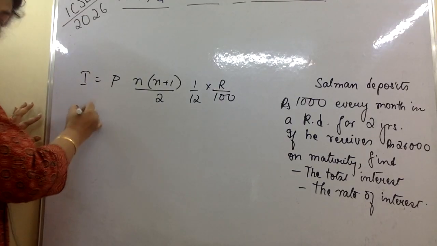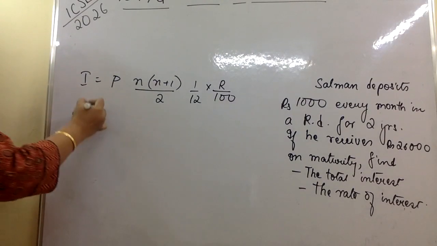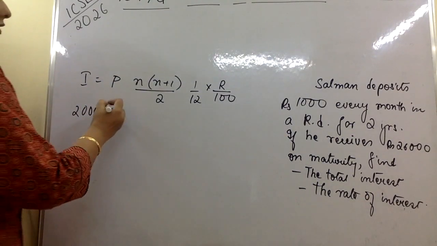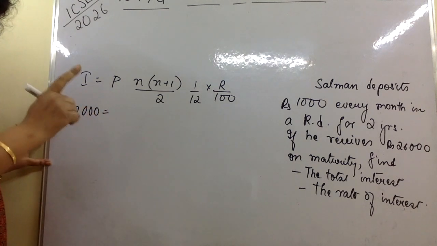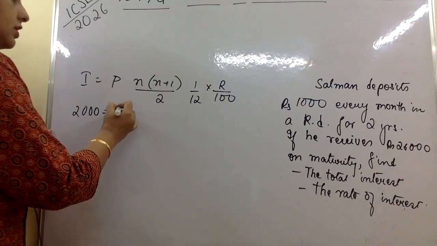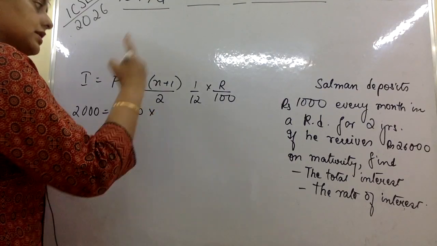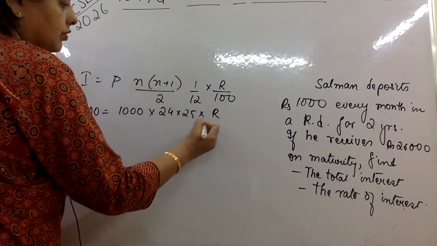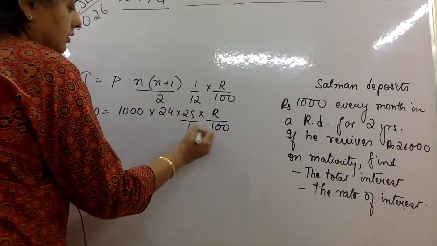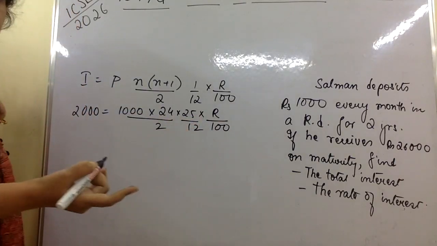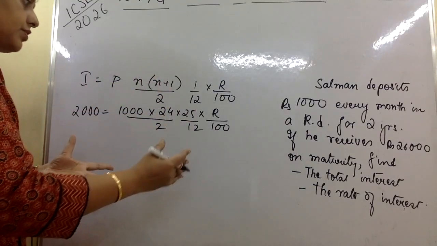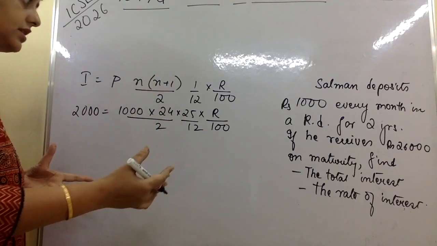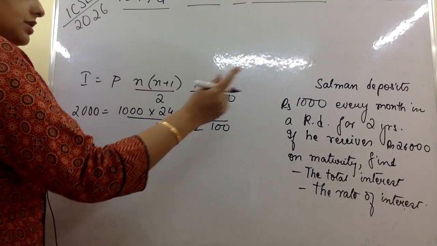Here I'll write 2000, that is the interest. P is the amount deposited per month, which is 1000. N is the number of months, which is 24, and then 25. And then R we don't know. We'll put the 100 here, 12 here, and the 2 here. This is our formula, so everything has been substituted now. N is the number of months, P is the monthly amount that he is depositing, R is the rate of interest per annum.